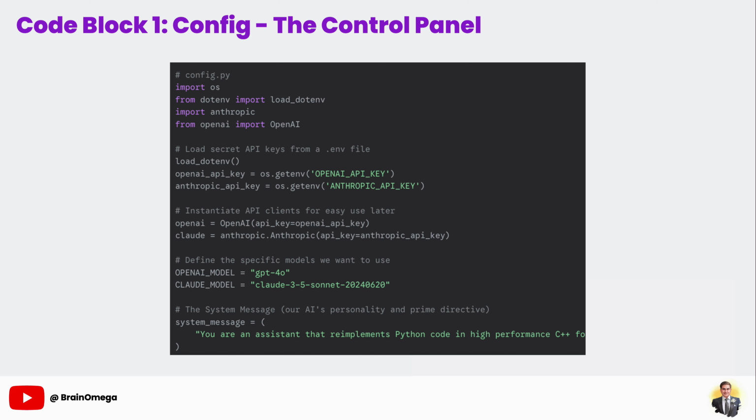This is our prime directive for the AI. It sets the context and personality for every single conversation we have with it. We're telling it from the start: you are an expert C++ developer. Your goal is performance. Your output should be code. This is the foundation of our prompt engineering.